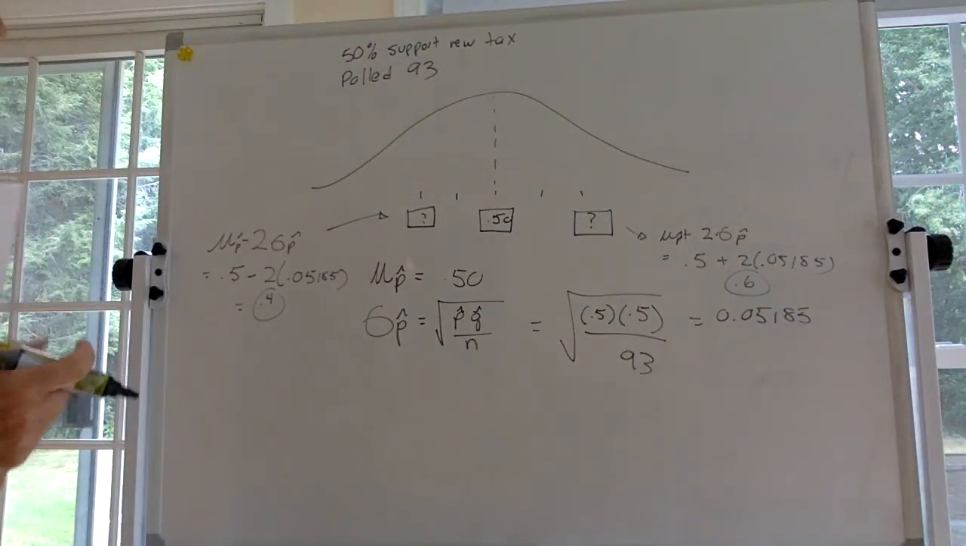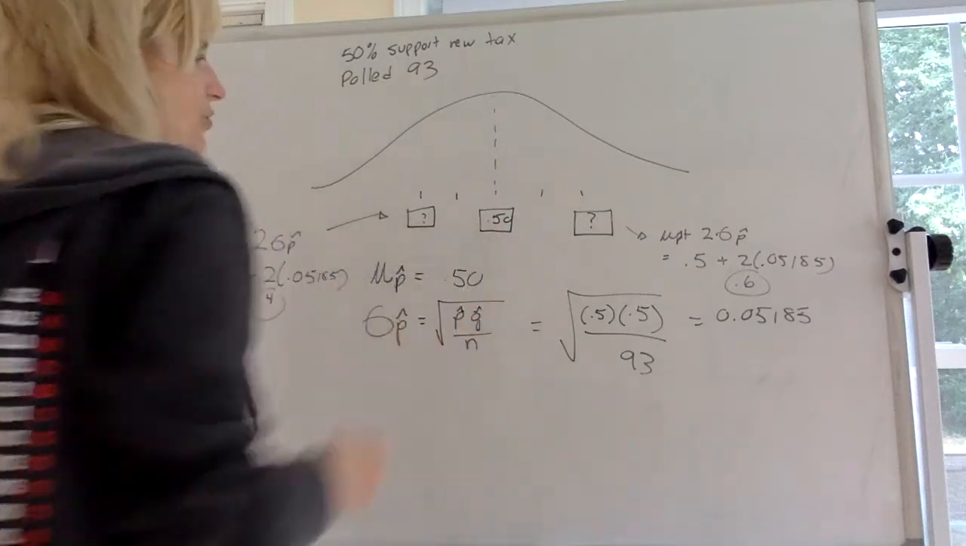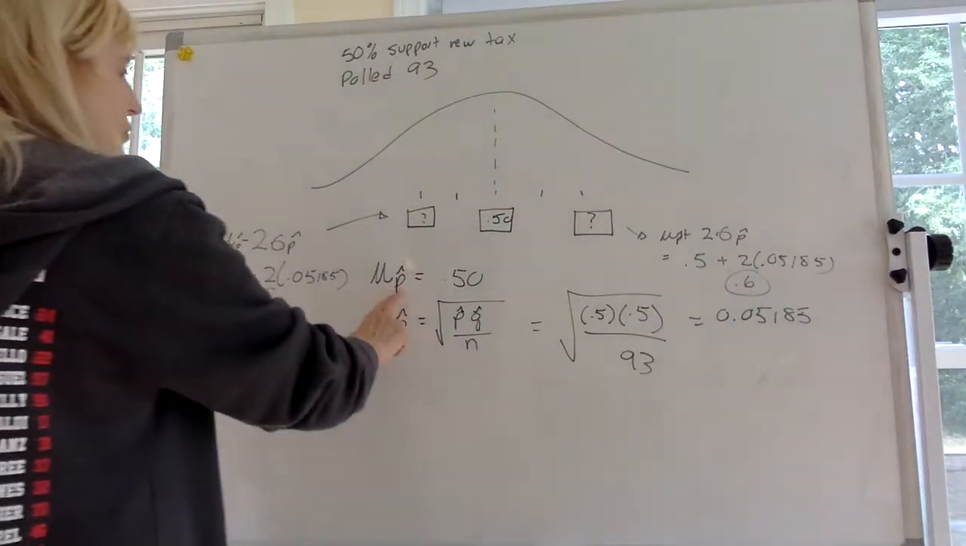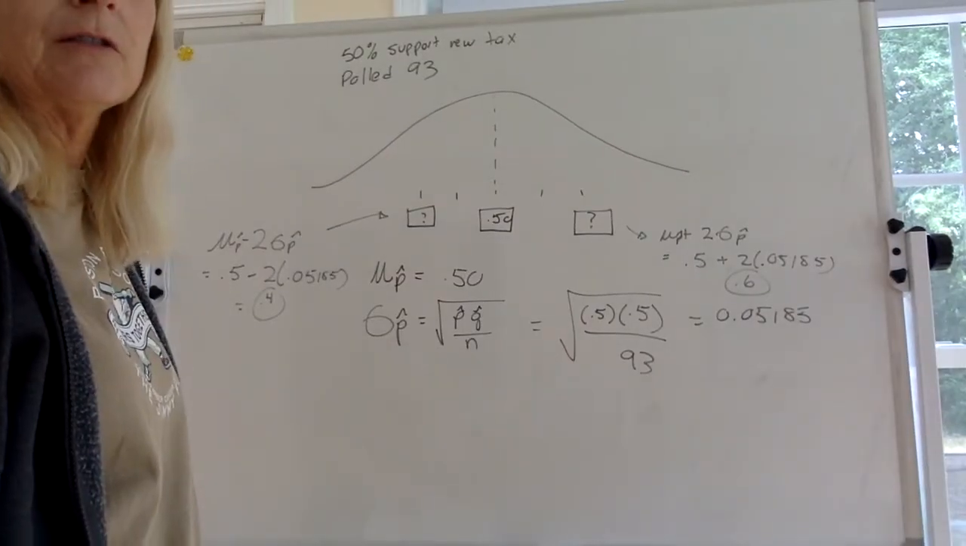Okay, so that's how you do that. You have to interpret that these mean 2 standard deviations away. You have to use your formulas to find the mean and the standard deviation. So I hope that helps.